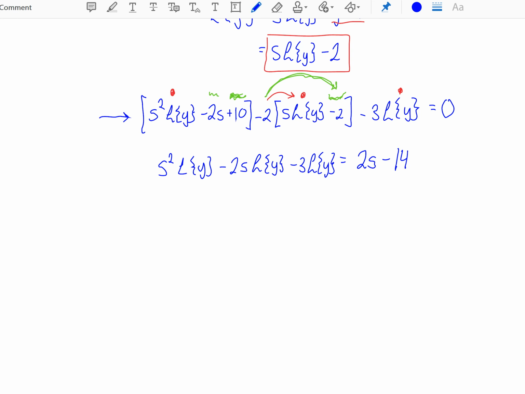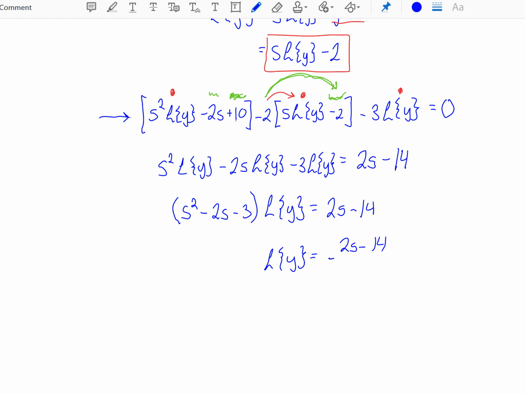Now the terms on the left side all have a common factor of Laplace of y. So let's factor that out and write it as s squared minus 2s minus 3 times the Laplace of y equals 2s minus 14. And now we'll divide to get Laplace of y by itself. Laplace of y has to be 2s minus 14 divided by s squared minus 2s minus 3.